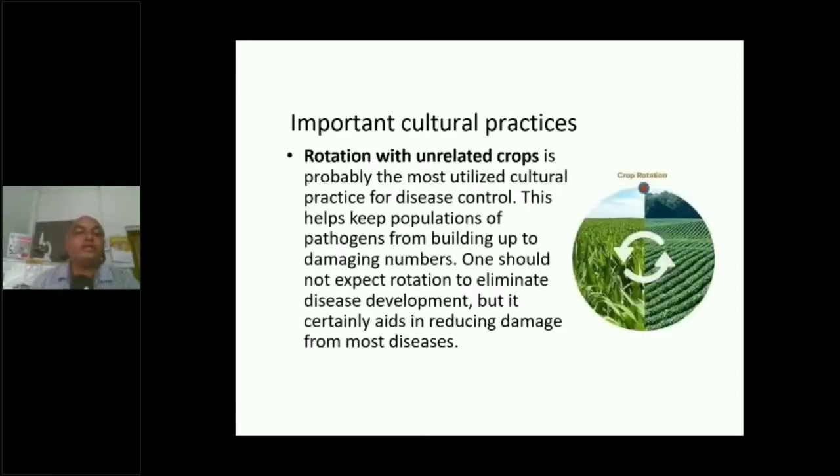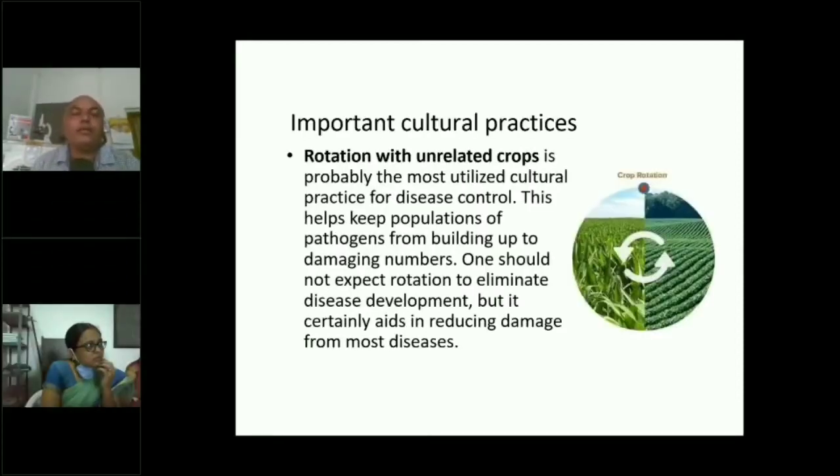The important cultural practice is rotation with an unrelated crop. Why do we always recommend that you rotate your crop? Because after one crop grows, the pathogens of that crop will also be available in the field for the next crop. If you rotate the crop with another crop, there is host specificity in pathogens. The good thing is host specificity. They will not cross infect other plants. Therefore, because of that host specificity, if you rotate the plant, then you will reduce the damage from the disease. That is very, very important.